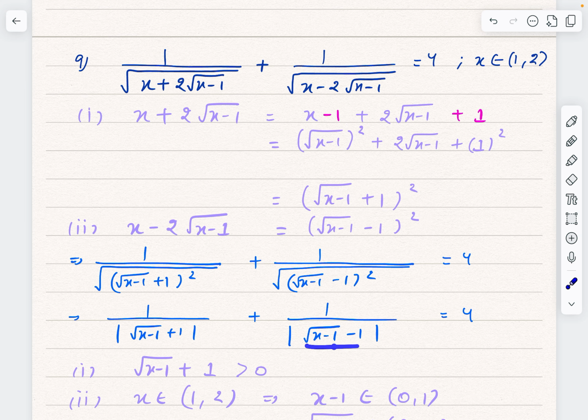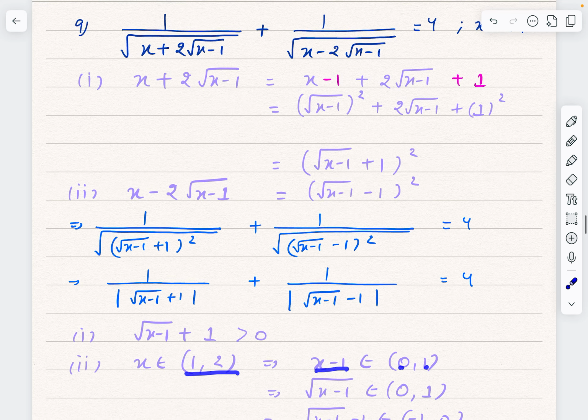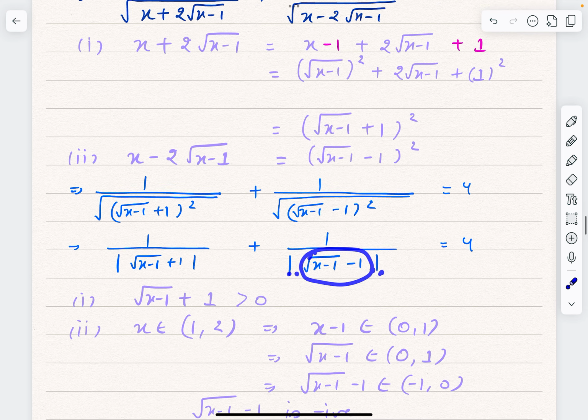The second mod, however, we have x from 1 to 2. So x minus 1 will lie from 0 to 1. And square root of x minus 1 will also lie from 0 to 1. You can see, if number is from 0 to 1, the square root of 0 will be 0, square root of 1 will be 1. So lie between 0 and 1 only. So if I subtract 1 from here, it will lie between minus 1 and 0. So thing inside this mod is negative. So this mod will open with negative sign.